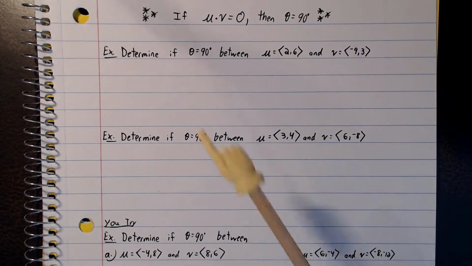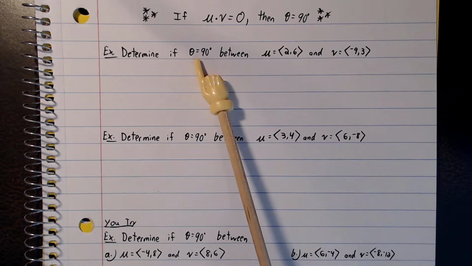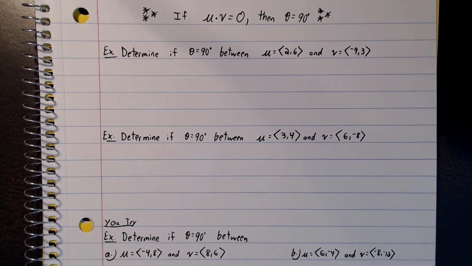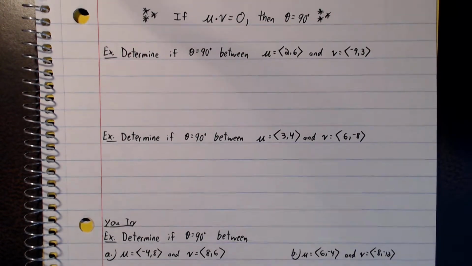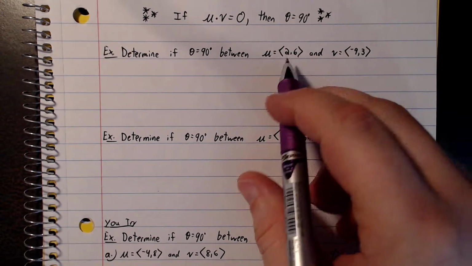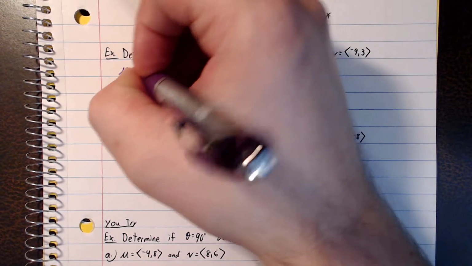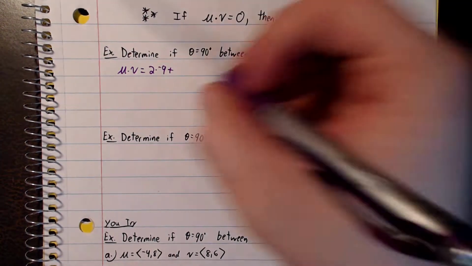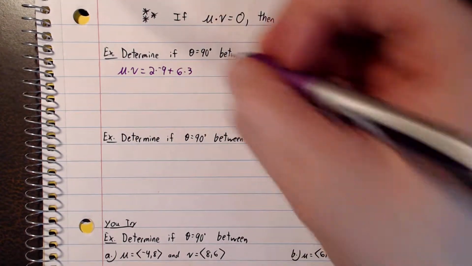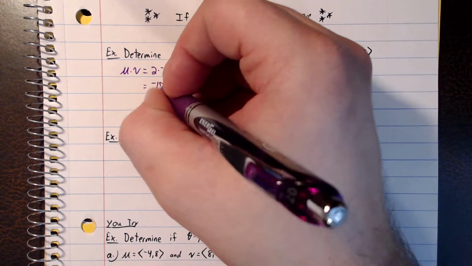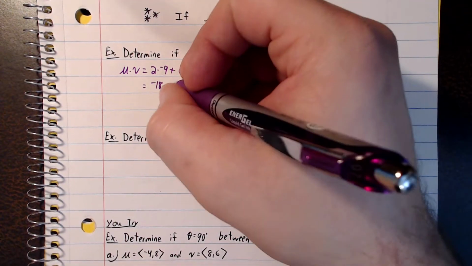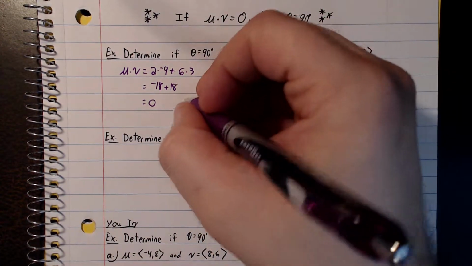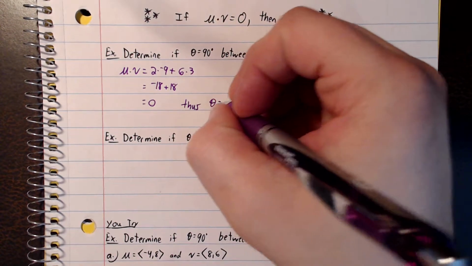So you get questions like this showing up, right? Determine if the angle theta equals 90 between these two vectors, right? And all we have to do is a real quick dot product and see if we get 0 or not. Right, so I'm going to do dot product of u dot v. So we get 2 times negative 9 plus 6 times 3. 2 times negative 9 is negative 18. 6 times 3 is positive 18. When we add those, we get 0. Thus, theta equals 90 degrees.